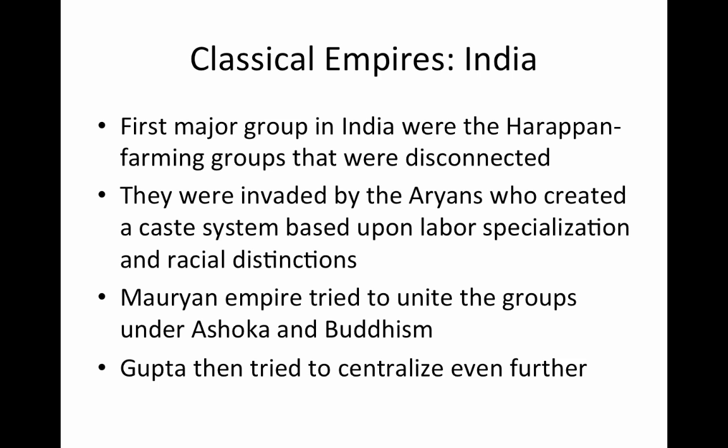So this brings us into the major classical empires of the time period. And the first one is India. So in India, the first major group were the Harappan. The Harappan were farming groups that were disconnected from each other over the subcontinent. They were eventually invaded by a group of people called the Aryans, who came from the eastern part of Europe. And when they invaded in, they created a caste system. That caste system was based upon labor specialization and racial distinctions.